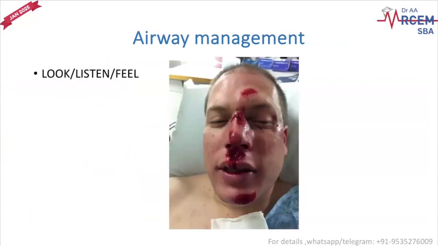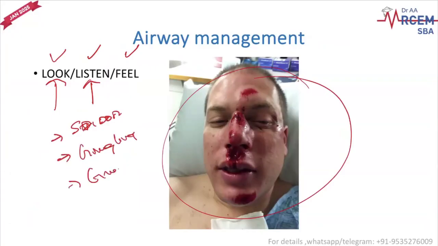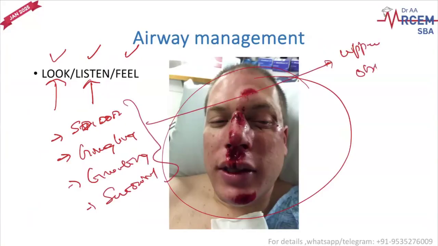While looking at the airway, you look, listen, and feel. What are you looking out for? Look at the face. Are there any obvious serious injuries on the face which cause facial deformity? Listen for breath sounds, especially any abnormal breath sounds, like stridor. Any gurgling sound, any grunting, any snoring. These are the 4 terms you'll be looking out for. They are highly suggestive of an upper airway obstruction. So look out for these 4 things in the stem of the question.